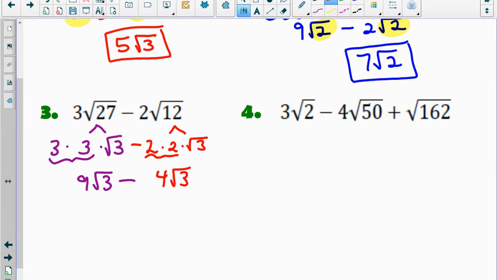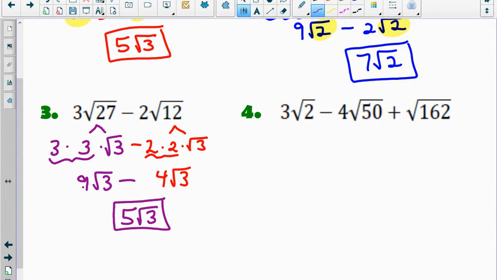All right, now I have 2 radical expressions that have the exact same radical part, so I can combine these. It becomes 9 square root of 3 minus 4 square root of 3, which is going to be 5 square root of 3, because 9 minus 4 is 5. Keep the radicand the same.